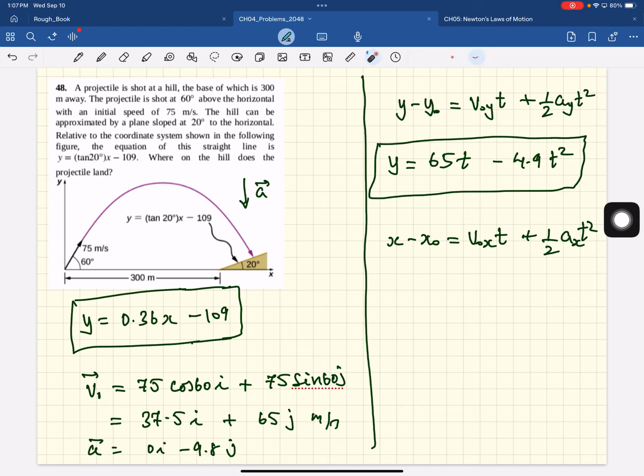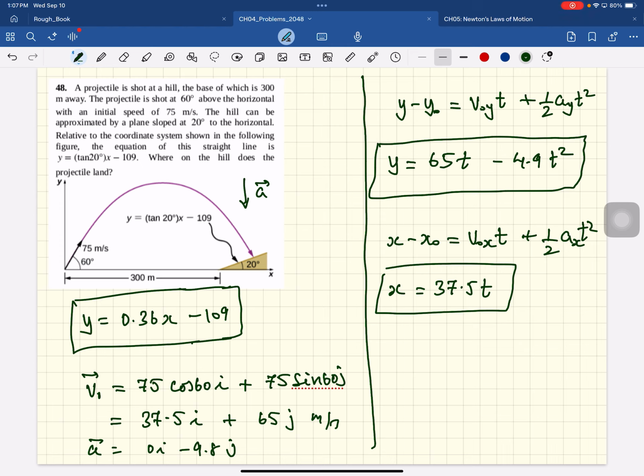Okay. So now you want to write down, x naught is 0. This is the x coordinate of the landing spot. V naught x is 37.5 t, and ax is 0. So there's the x coordinate. Okay, so we want to find this and that.